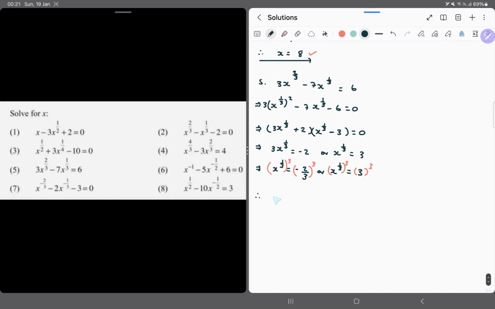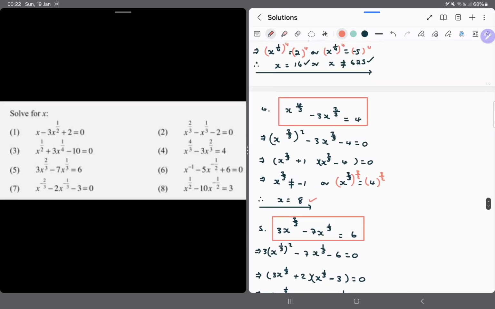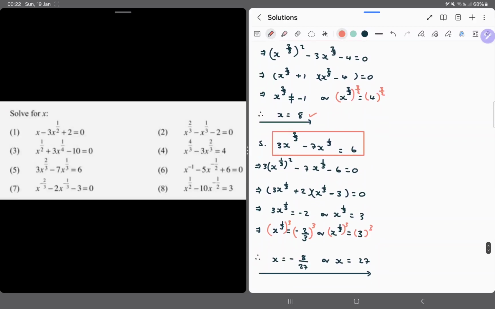So therefore our x is, let's deal with this. This one is going to be minus 8 over 27, or x is 27. Nice and easy. Now let's have a look. Does it sort out what we have over there? Okay, it's fine. Let's check.